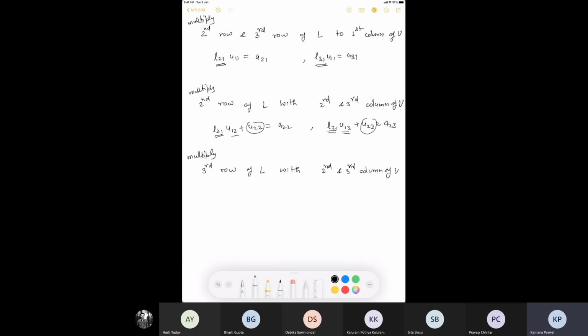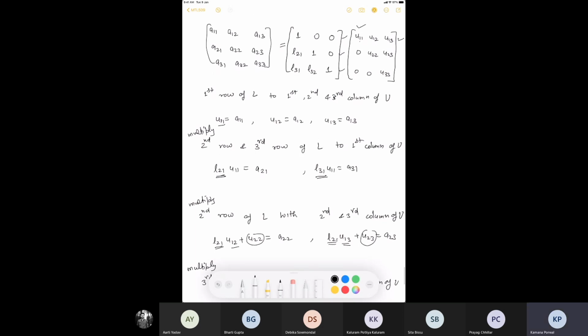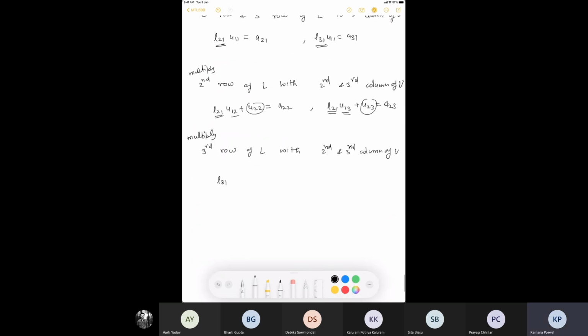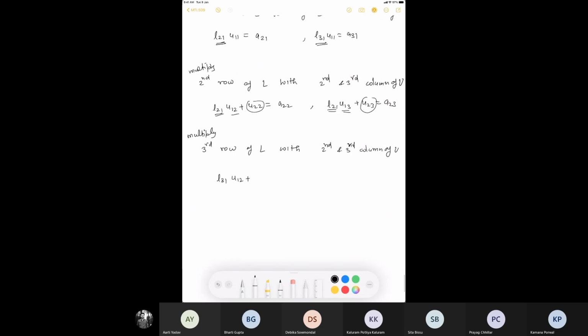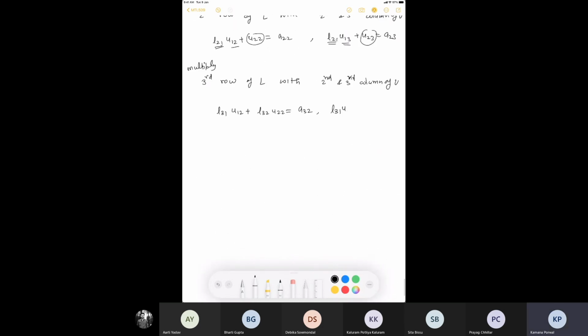So this is going to give us these equations: L31 times U12 plus L32 times U22 equals A32, and L31 times U13 and L32 times U23 plus U33 equals A33.